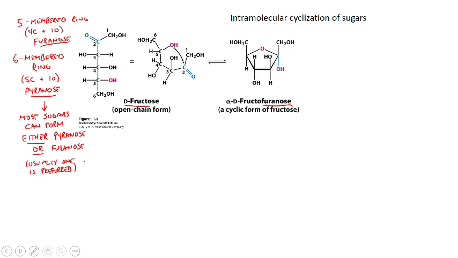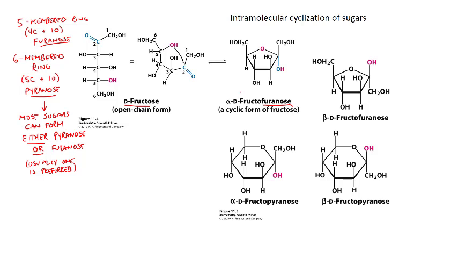And remember, for each one of these, you have both an alpha anomer and a beta anomer. This would be the alpha anomer, and this would be the beta anomer. Right? We know this is the alpha anomer because that's our anomeric carbon right there, and the OH points down. This is the beta anomer because our anomeric carbon is there and the OH is pointing up.